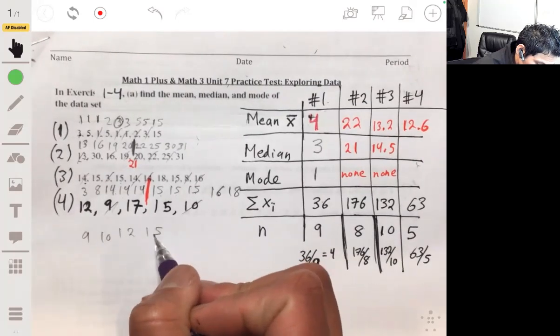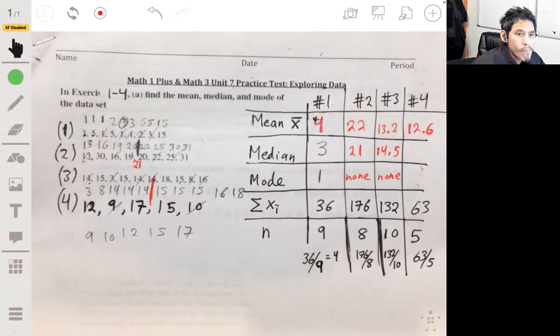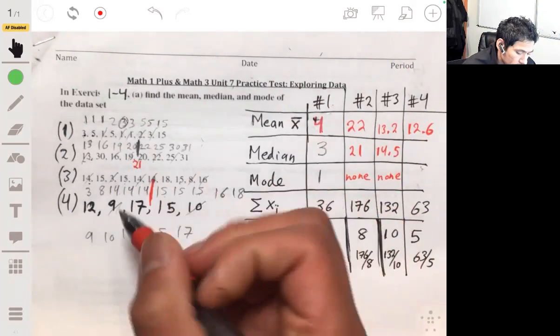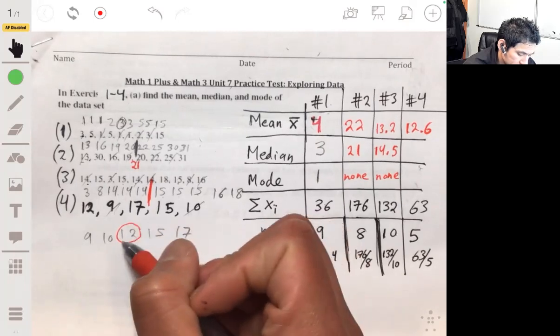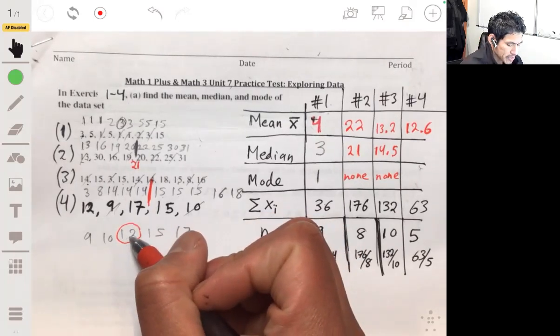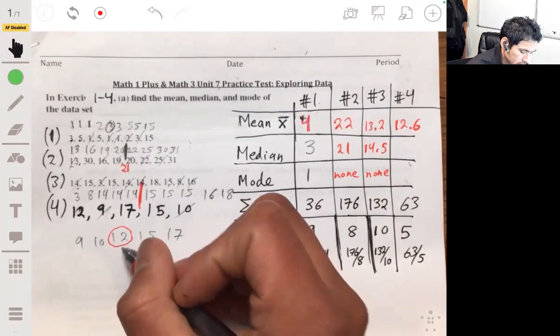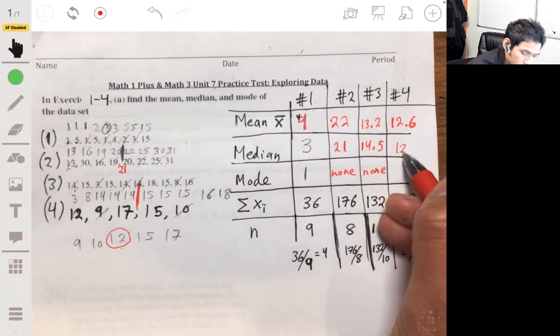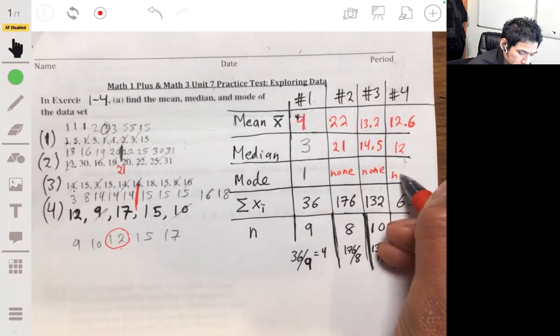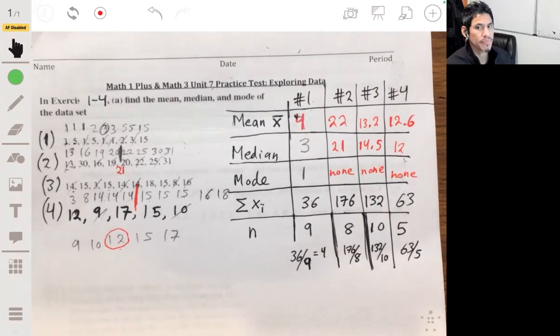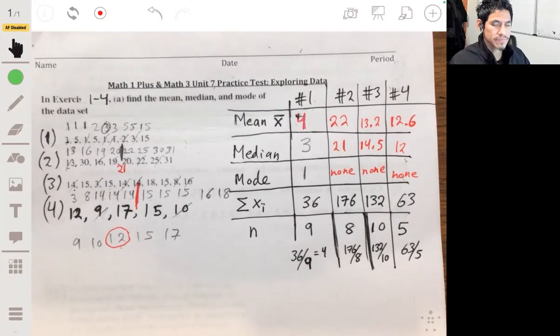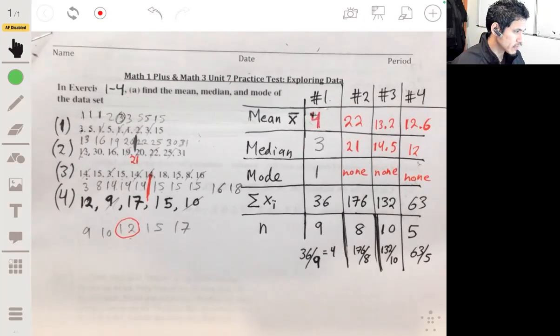All right, and problem 4, just 5 numbers, so let's go 9, 10, 12, 15, 17. The middle number is just 12, because the 3rd number is in the middle of 5 numbers. So 12 is the median. And again, there's no mode because none of the numbers occur any more often than the rest. All right, cool.